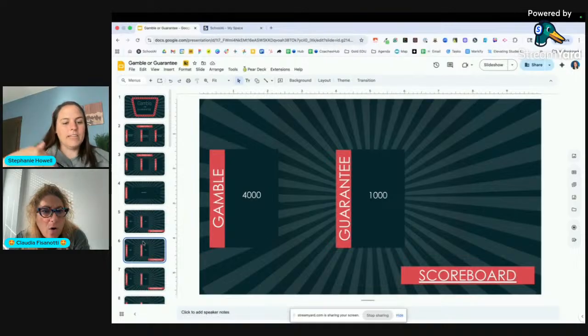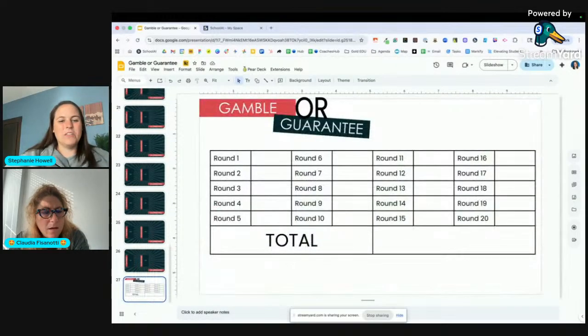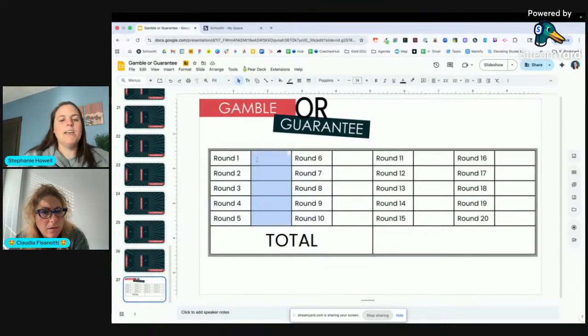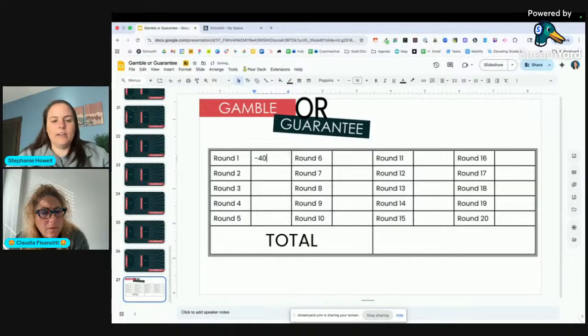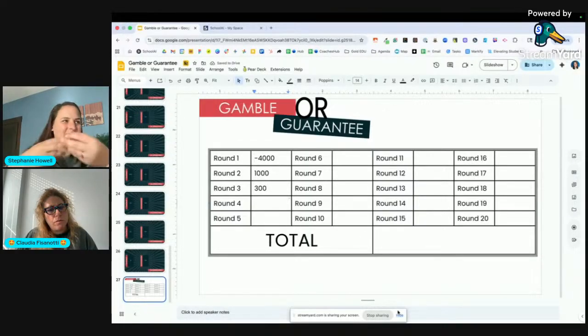Next round, we play again. This time, they get plus 4,000 points if they gambled. If they guaranteed, they get 1,000. So they can decide if they want to risk it or just stick with the 1,000 points. If they gamble, their points could go up and down, and one person is the scorekeeper for their team. After each round, they would write negative 4,000. This time we guaranteed, so we kept 1,000. This time we gambled and we gained 300. And then at the end, they total it up to get their score.